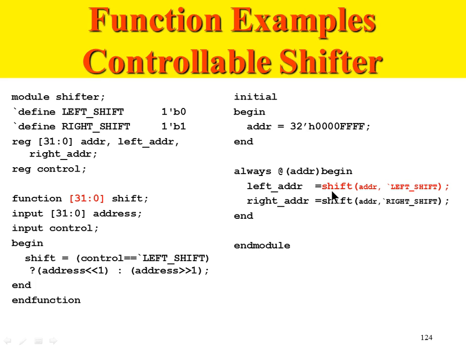So the function is called twice. The first time the output is assigned to left address, which is at the module level. The second time the output is assigned to right ADDR, which is again at a module level. End module. So this is how functions and tasks can be useful. We can call them more than one time. In this case, we called it two times.